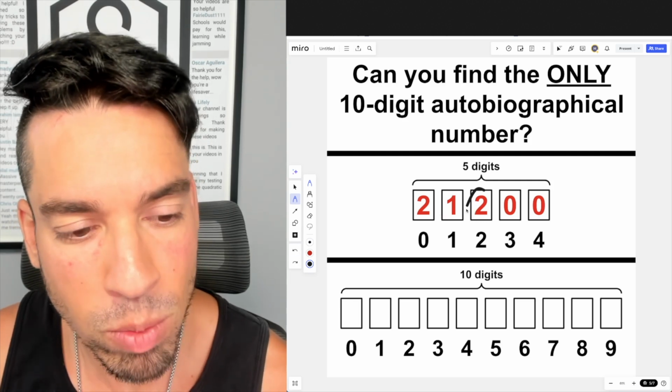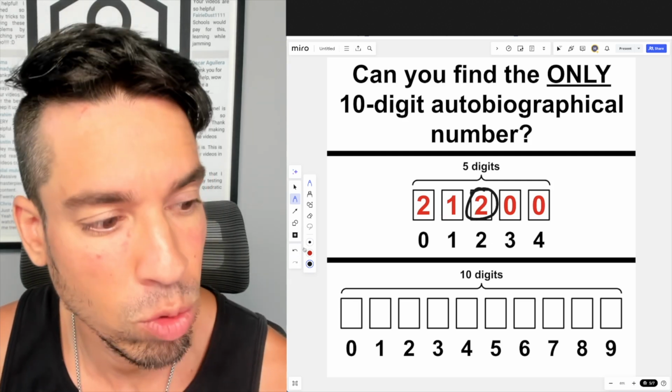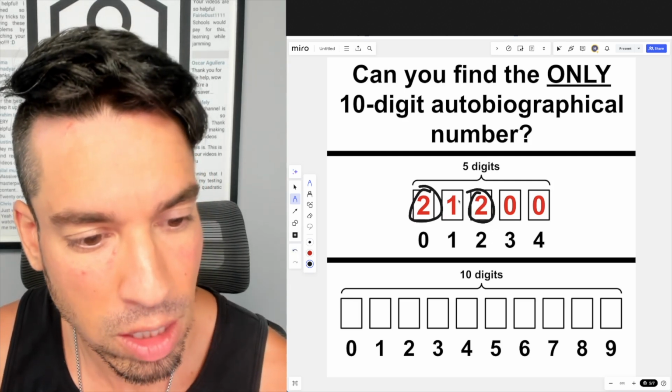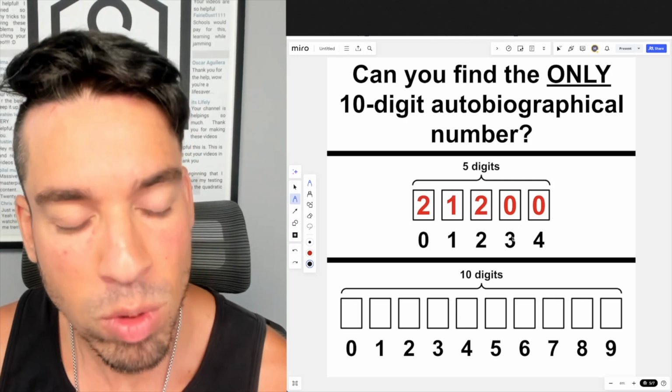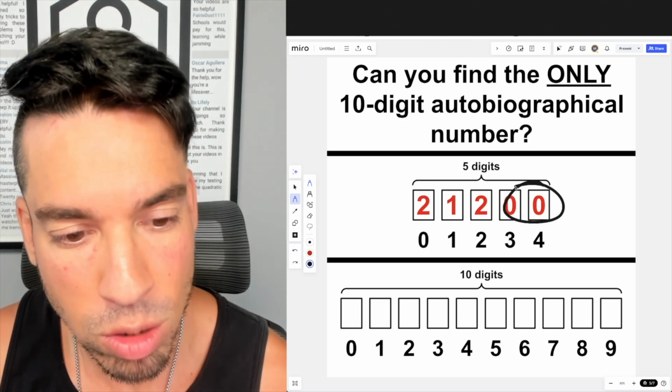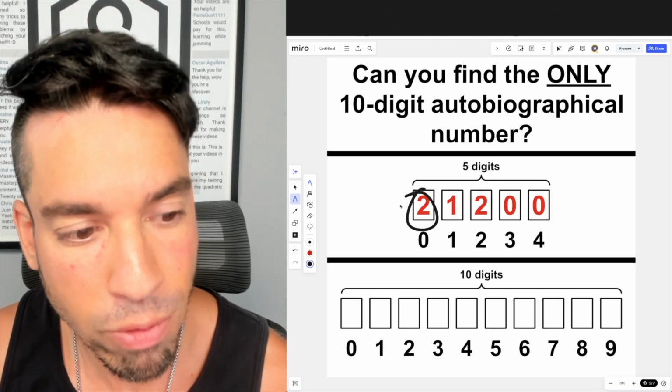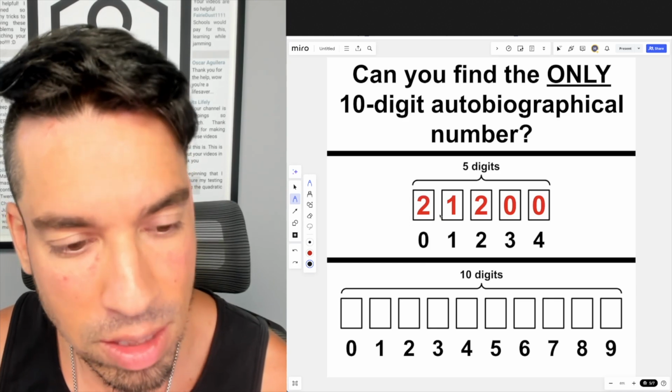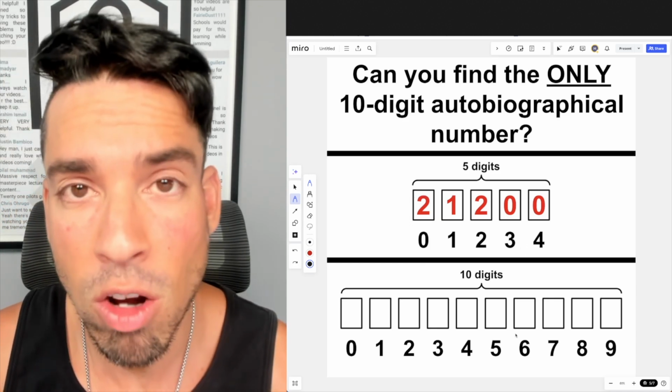In the 2 spot, we see a 2, which means we should see 2 twos, which we do here and here. And then again, in these spots, we see no 3s and no 4s, hence we have zeros there, and that was accounted for as the 2 zeros listed in the front. So that is what an autobiographical number is.